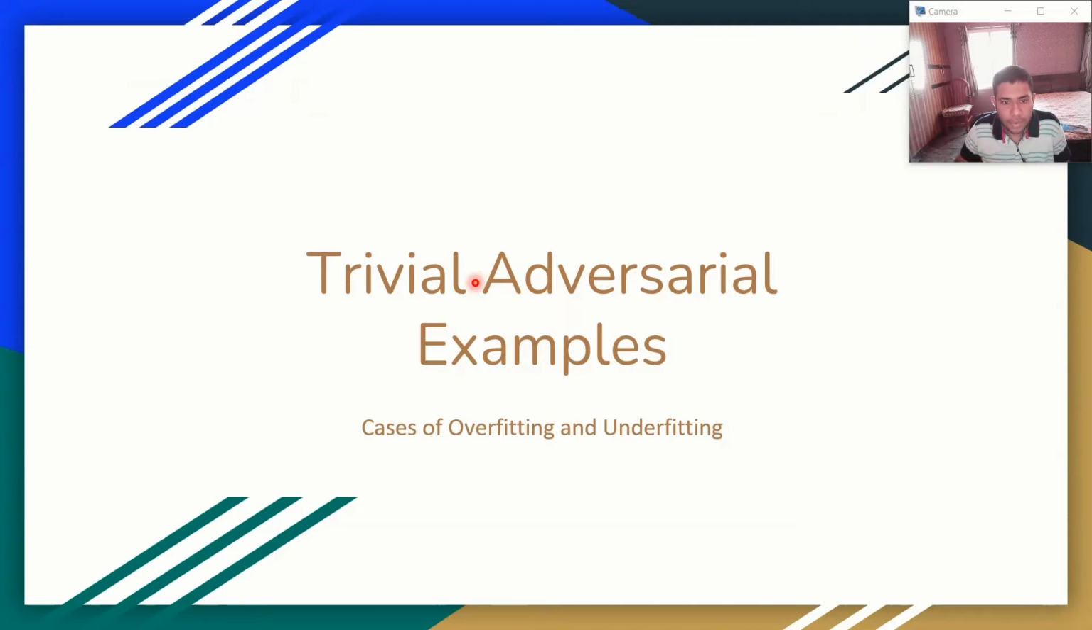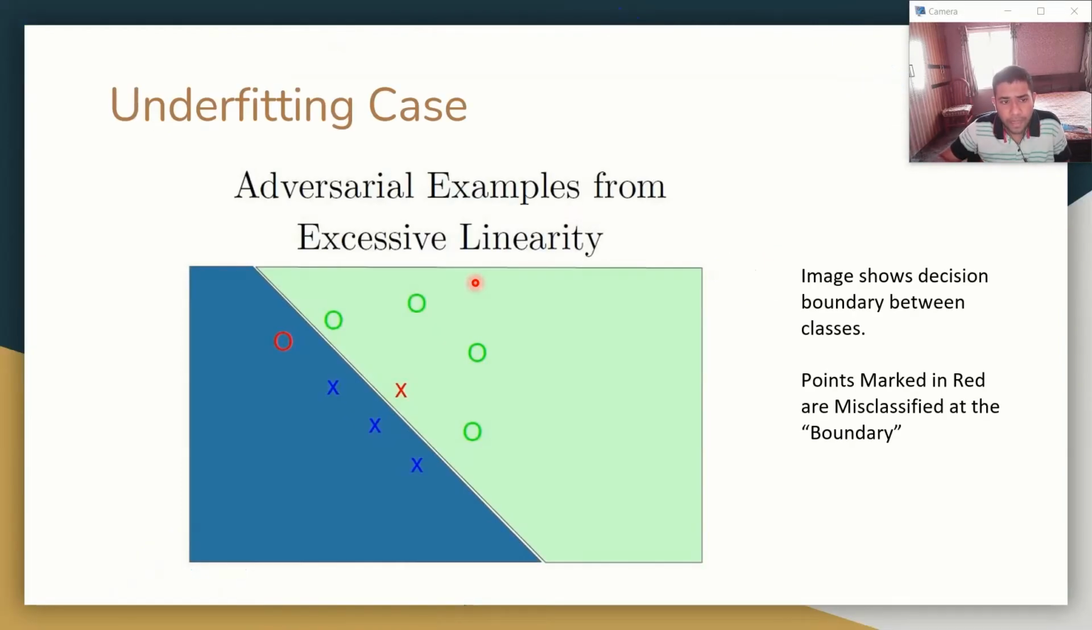Now we are going to quickly have a look at a few trivial adversarial examples. Now, adversarial examples exist in the underfitting case. So we know that in underfitting, the model has not actually achieved its real capacity and it is not fitting the data properly, which is causing several natural errors. So here we see that due to excessive linearity, there are boundary points which are being misclassified. For example, this circle and this cross, which are labeled in red, are at the boundary and they are misclassified. If we had a nonlinear boundary in this case, then probably this problem would not have existed.